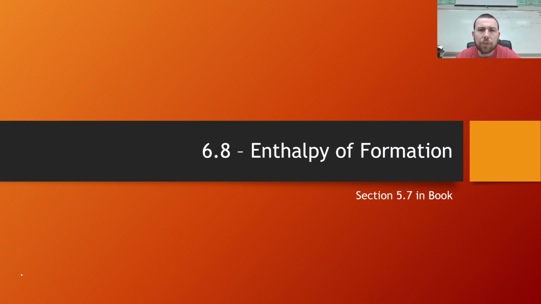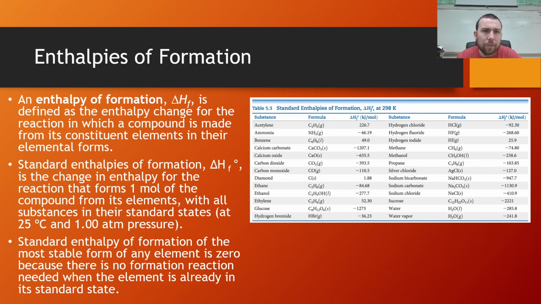Before we get into even doing the calculations, we need to talk about what we mean when we say the enthalpy of formation. We understand enthalpy, the heat of a reaction, the energy that's required for a reaction to take place, or the energy changes that take place. But what is this idea of enthalpy of formation? Enthalpy of formation is a specific form of enthalpy, delta H sub F. This is defined as the enthalpy change for a reaction in which a compound is made from its constituent elements in their elemental forms.